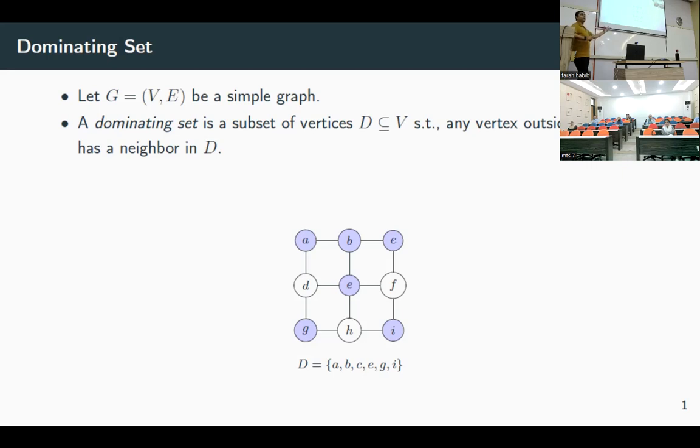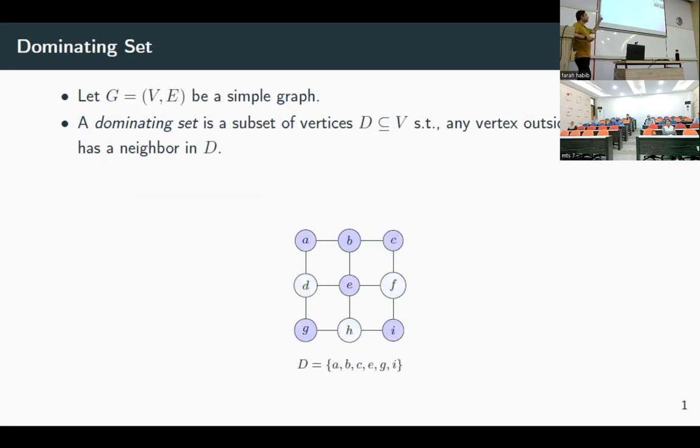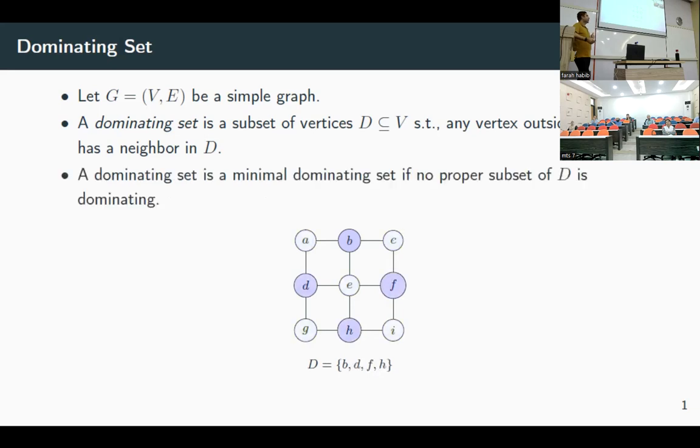If I have a graph and I want to compute a dominating set, then this is called the dominating set problem. There could be multiple different dominating sets. This is another dominating set. So if I select B, D, F, and H, this is also a dominating set. We say a minimal dominating set is a dominating set such that no proper subset of that set is also a dominating set. So if you look at this graph, if I remove the vertex D, then the remaining set is still a dominating set. So this is not a minimal dominating set.